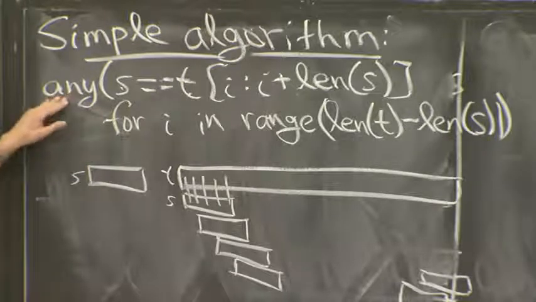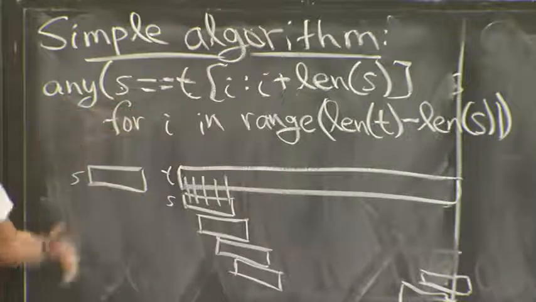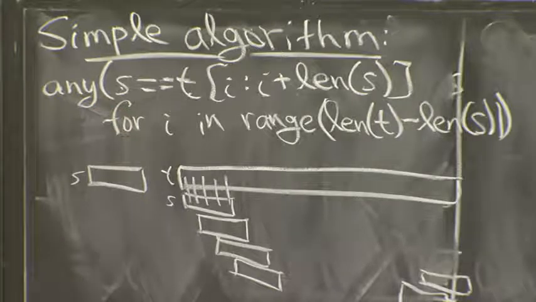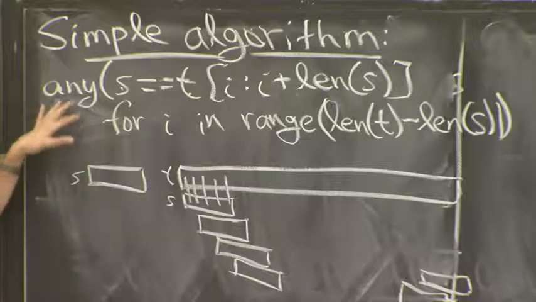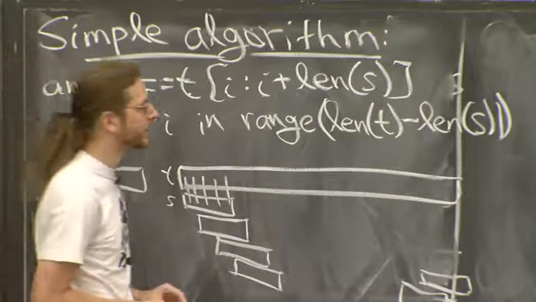Okay, we want to know whether any of these match. If so, the answer is yes, S occurs as a substring of T. Of course, in reality, you want to know not just do any match, but show them to me, things like that. But you can do that in the same amount of time.